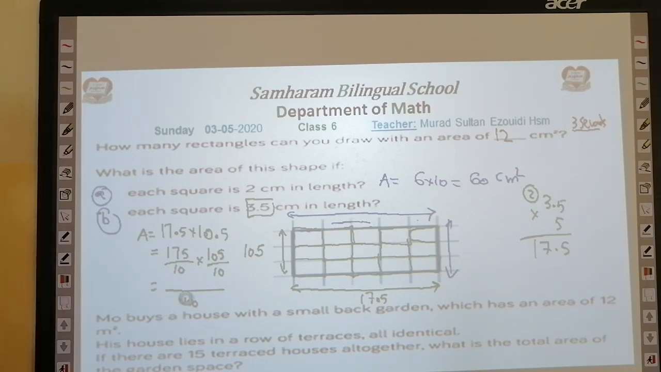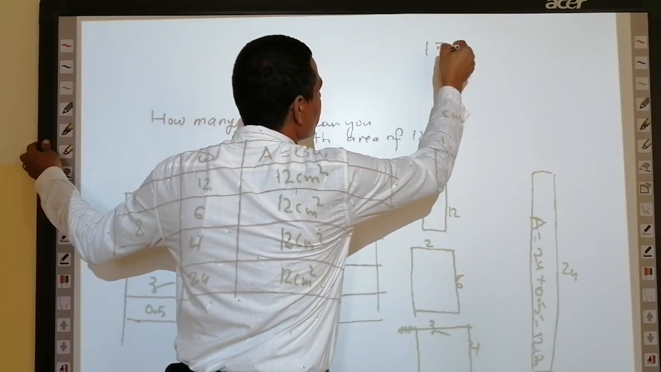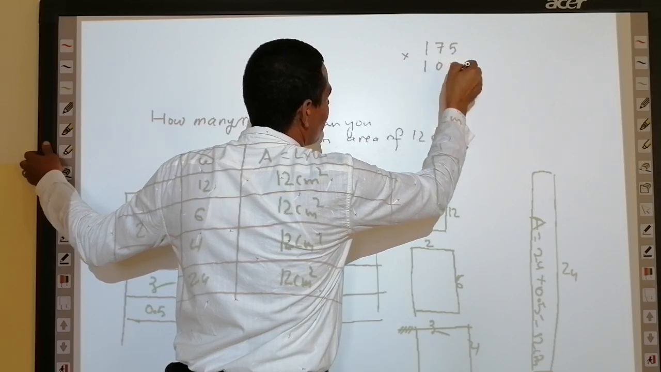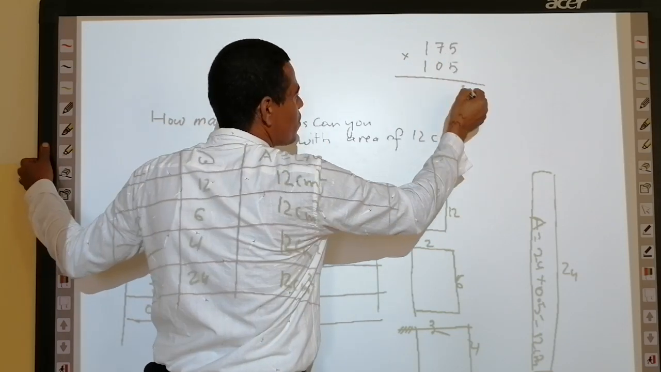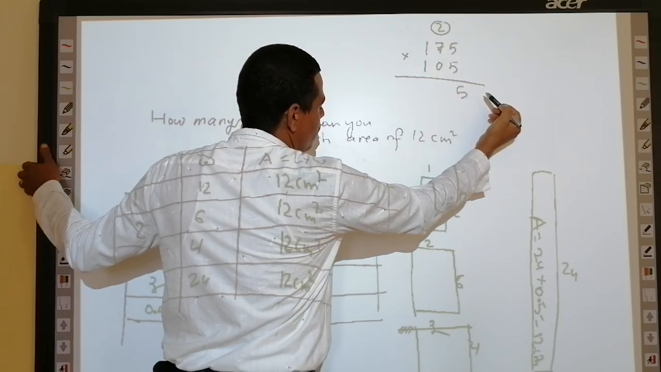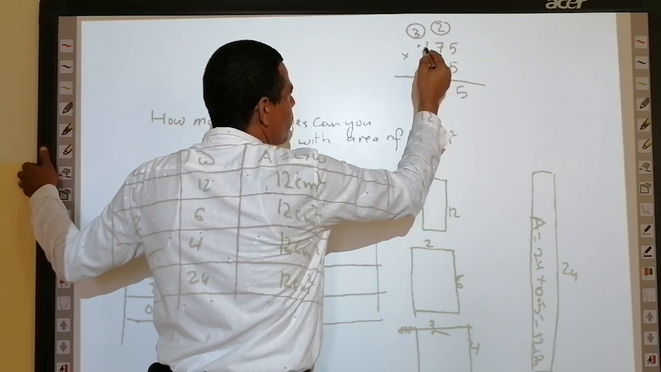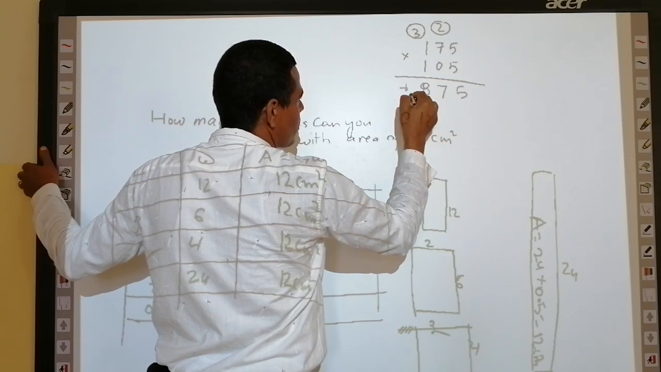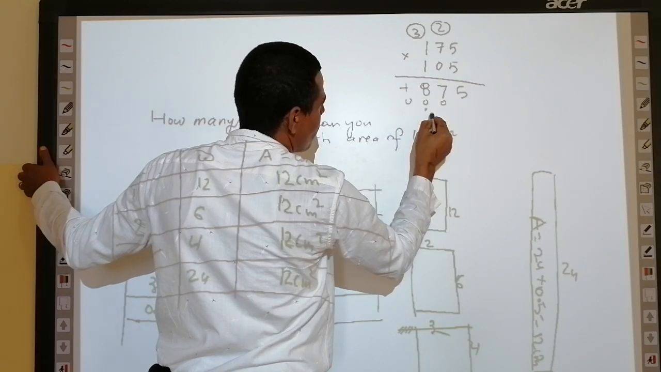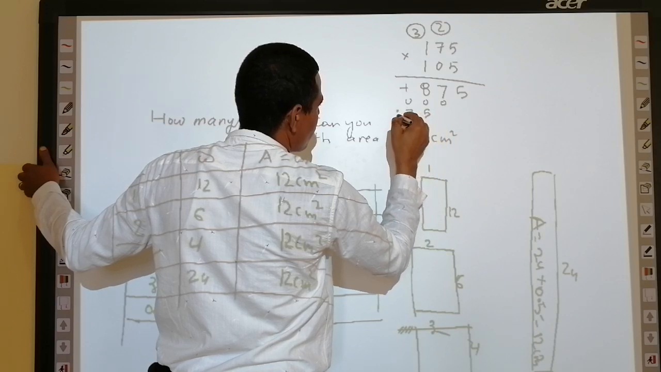175 by 105. 5 by 5 is 25. 5 by 7 is 35, plus 2 is 37. Good one. 5 by 1 is 5, plus 3 is 8. Then the zero line: 0, 0, 0. Then 1 multiplied by 5 is 5. 1 by 7 is 7. 1 by 1 is 1.